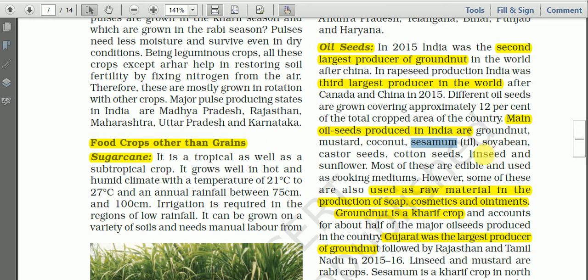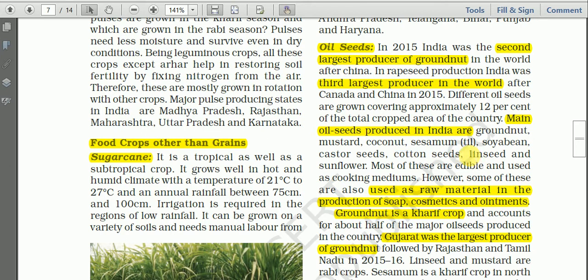In Manipuri we call it twiding. Then soybean, then castor seed. Castor is a soft plant, and the seeds are used for crushing oils. However, these castor seeds are not edible; they are used in making ointments, creams and other medicinal purposes. Then we have cotton seeds. The oil from cotton seeds is edible, and it is generally used in making snacks in the manufacturing industries.